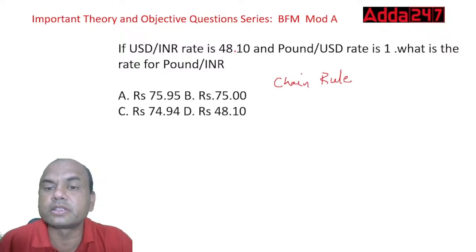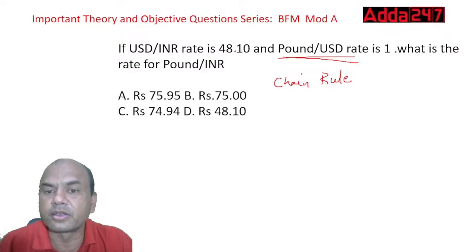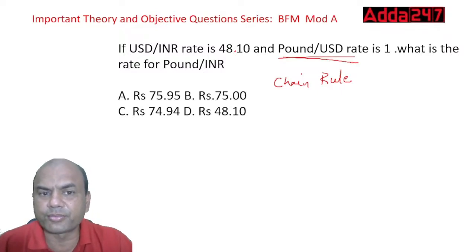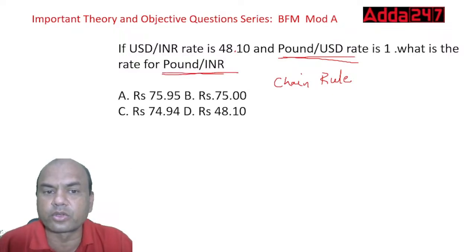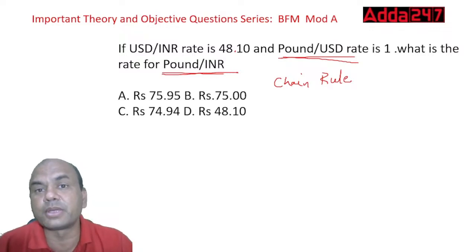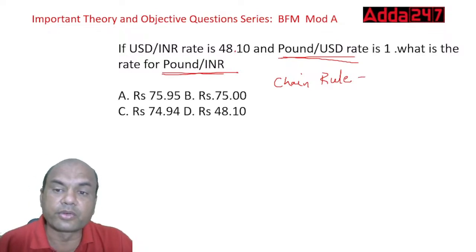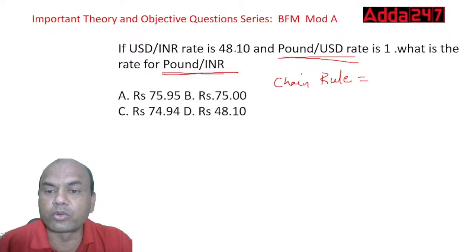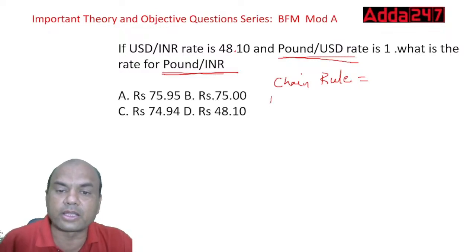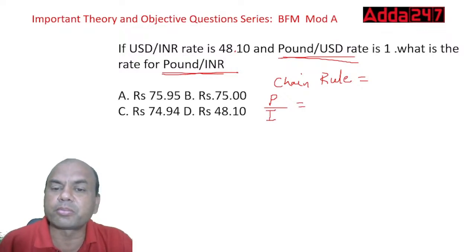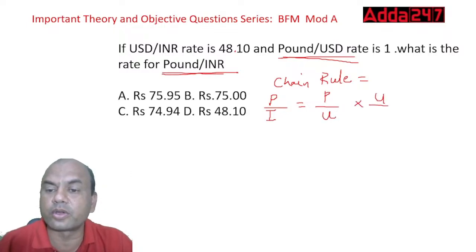When you don't know the rate of a currency vis-a-vis your local currency, means pound to INR, do you know the rate of pound to INR over here? No, but you have the other rates, some base currency rates. So we use the chain rule. We use it like this: pound to INR, I'll write it P to I, keep it simple. So it will be pound to USD into USD to INR. Chain rule, you have studied this in your JIB also.